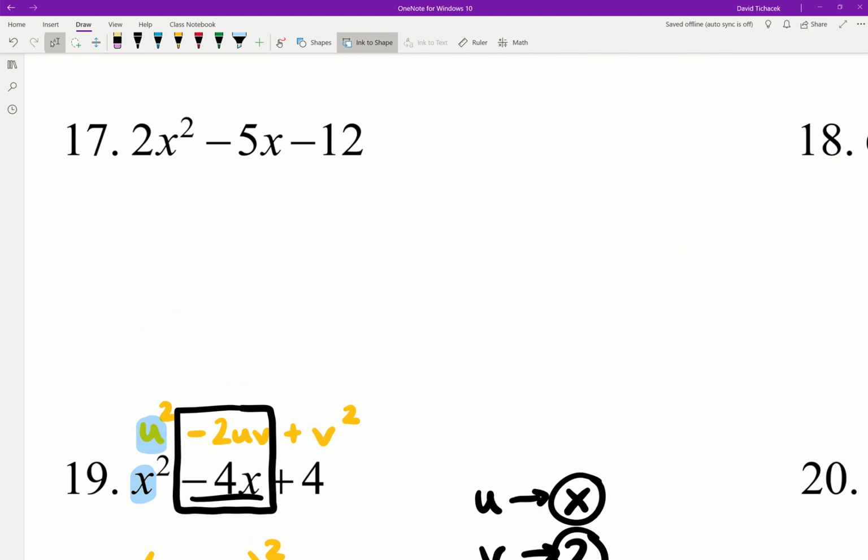I don't believe we're going to have a GCF here because we've got numbers like 2 and -5 and -12. These are numbers that don't really have any common factors, so no GCF. We're going to move on into our list. We see we have 3 terms here, so this is a trinomial.